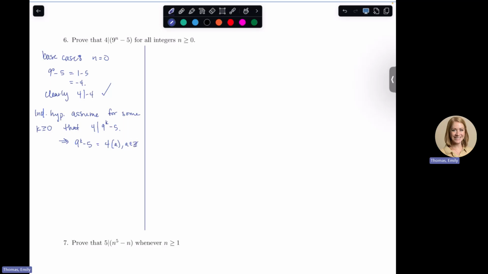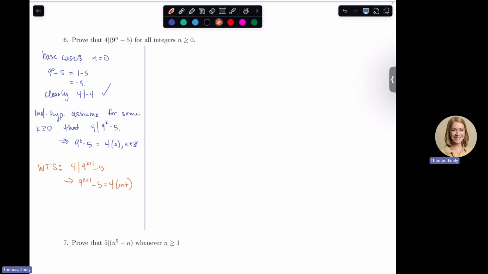Yeah. And what are we trying to show? That 4 divides 9 to the k plus 1 minus 5. And what does that mean? Yeah, but with a k plus 1, right? 9 to the k plus 1 minus 5 is 4 times an integer.